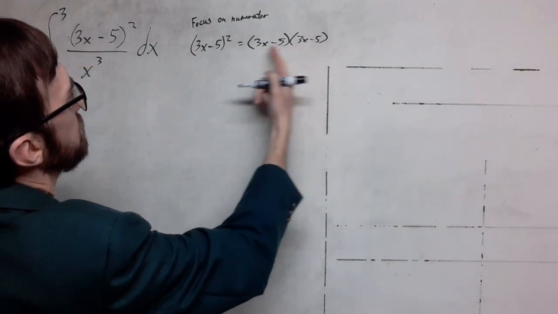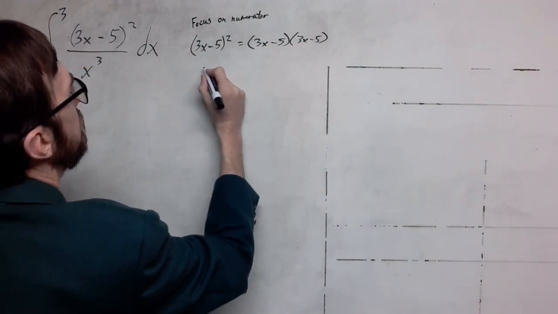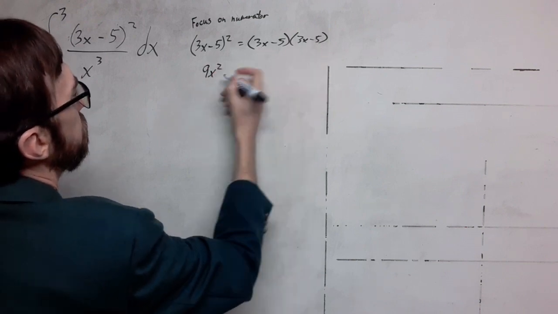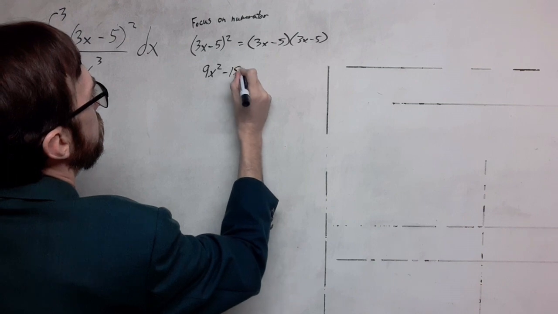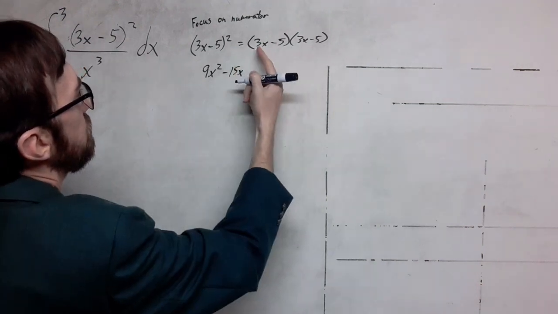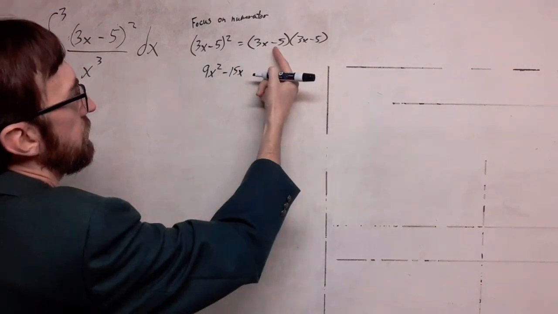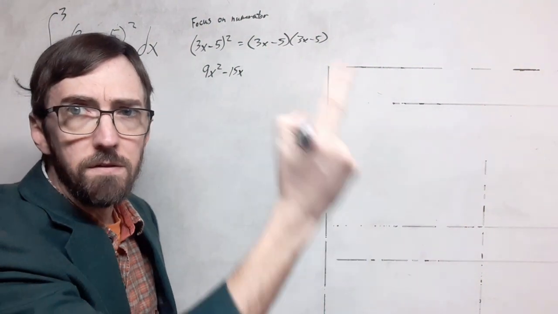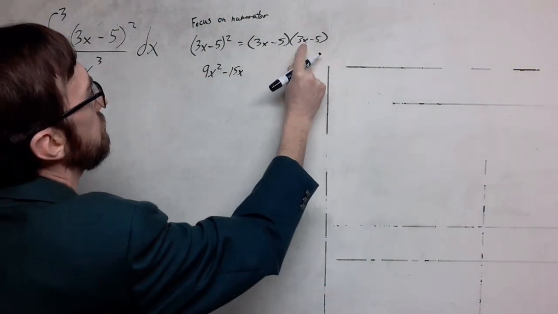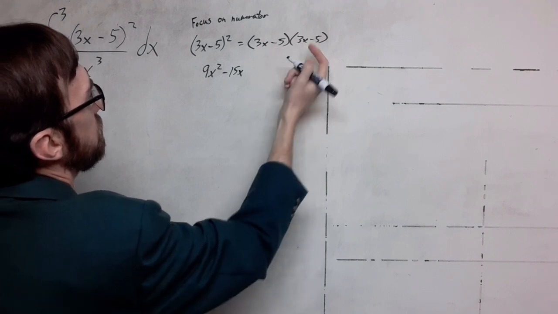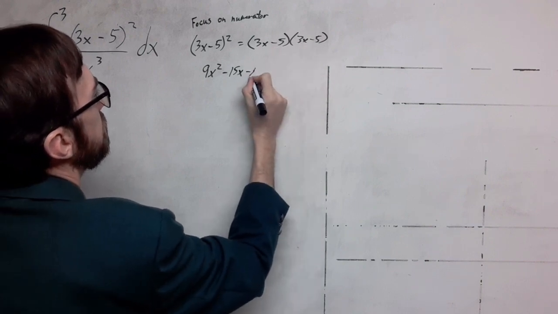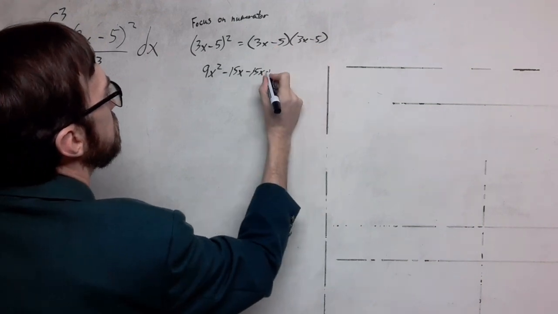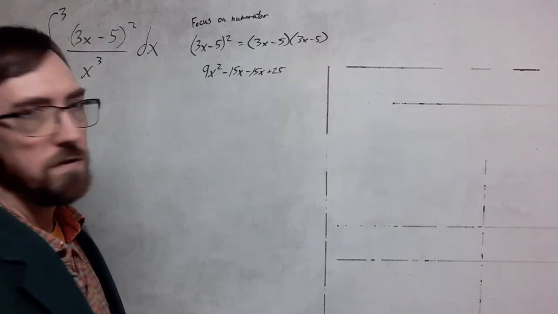So focusing on 3x first, we have 3x times 3x. That's going to be 9x squared. 3x times negative 5, that's going to be negative 15x. Then we are going to focus on the negative 5. We're going to take that negative with the 5 as a negative number. So negative 5 times 3x is again negative 15x, and then negative 5 times negative 5 is a positive 25.